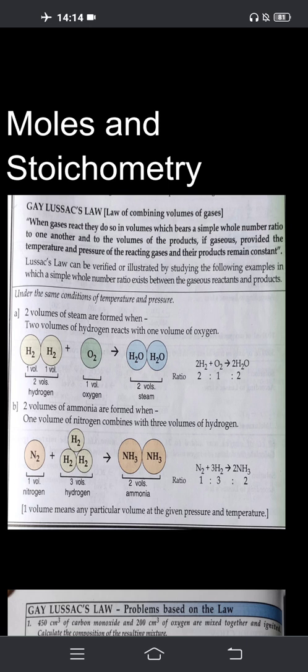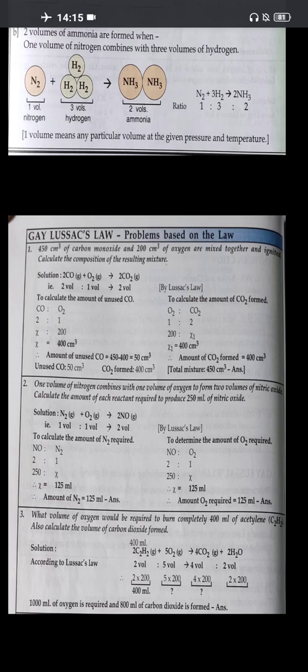Now let us take a quick look at problems, or numericals, based on Gay-Lussac's law of combining volumes. As I told you, this law is applicable only to gases and not to liquids or solids. The first question: 450 centimeter cube of carbon monoxide and 200 centimeter cube of oxygen are mixed together and ignited. Calculate the composition of the resulting mixture.